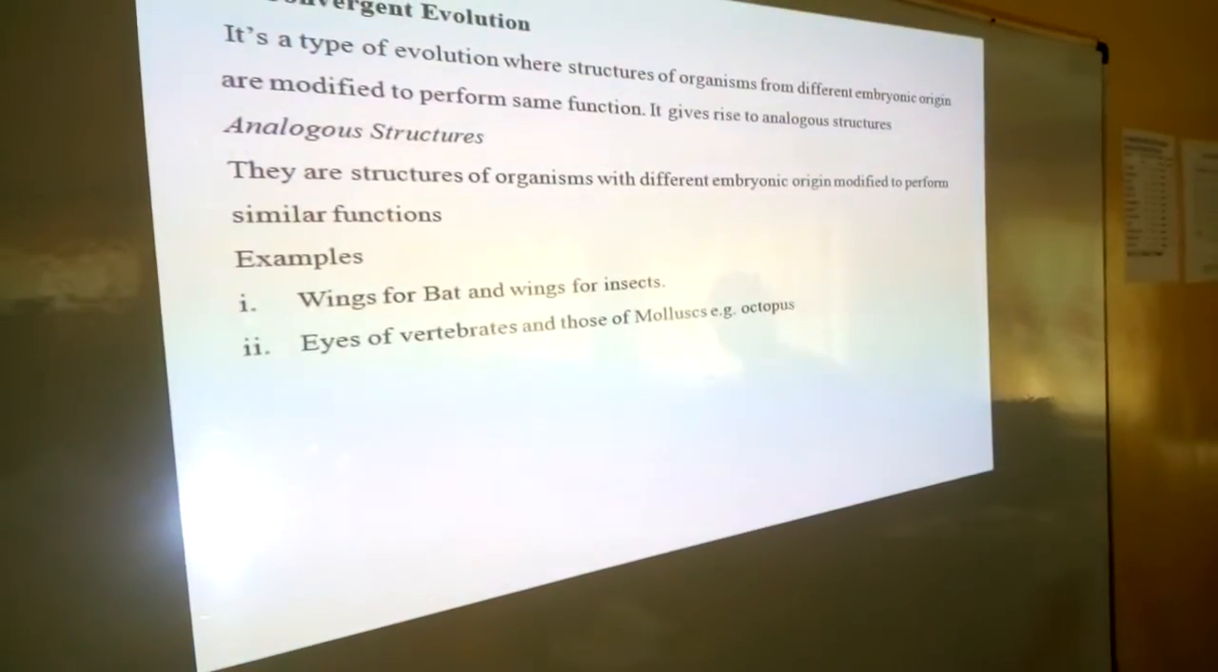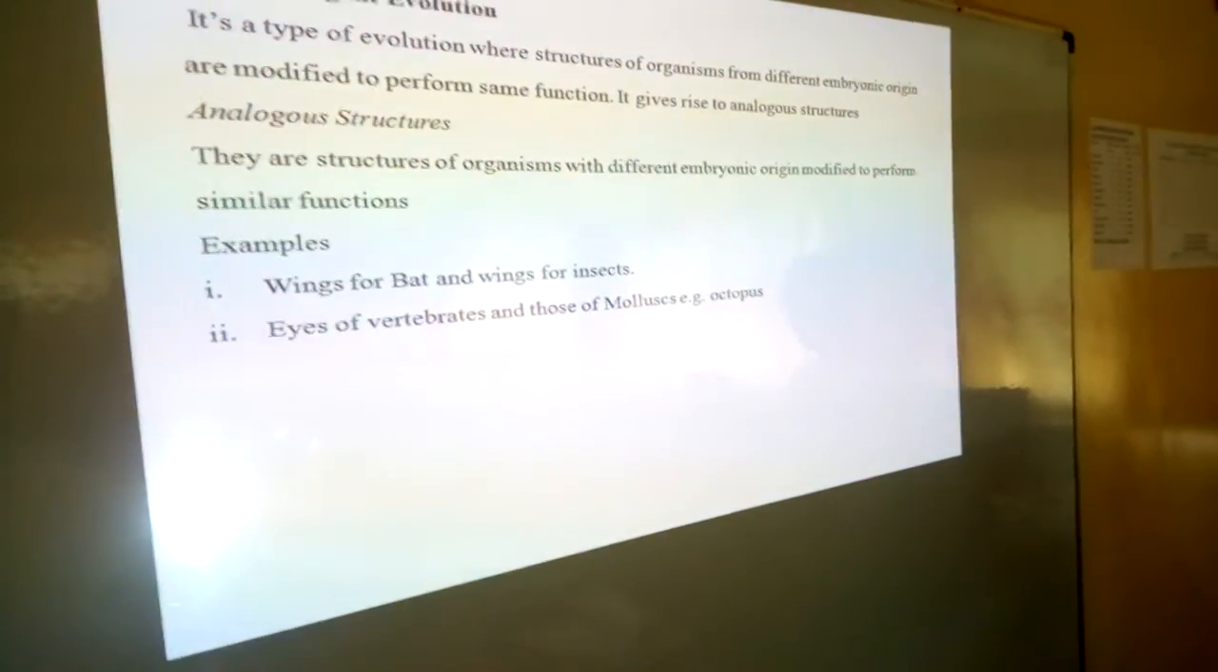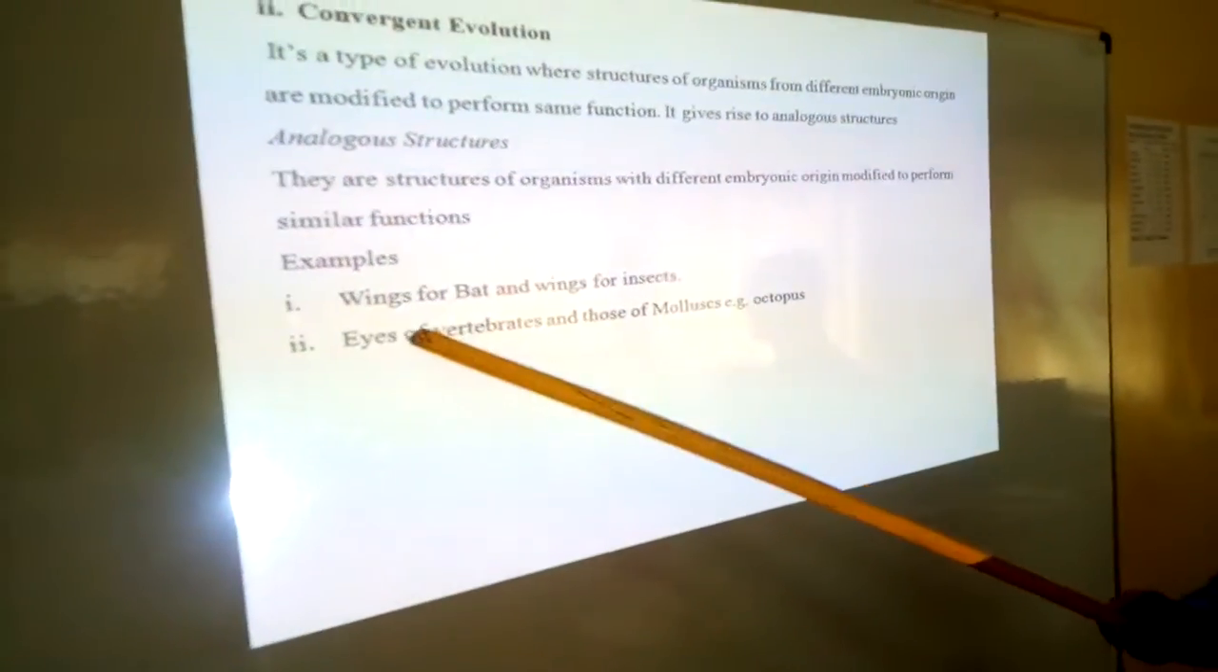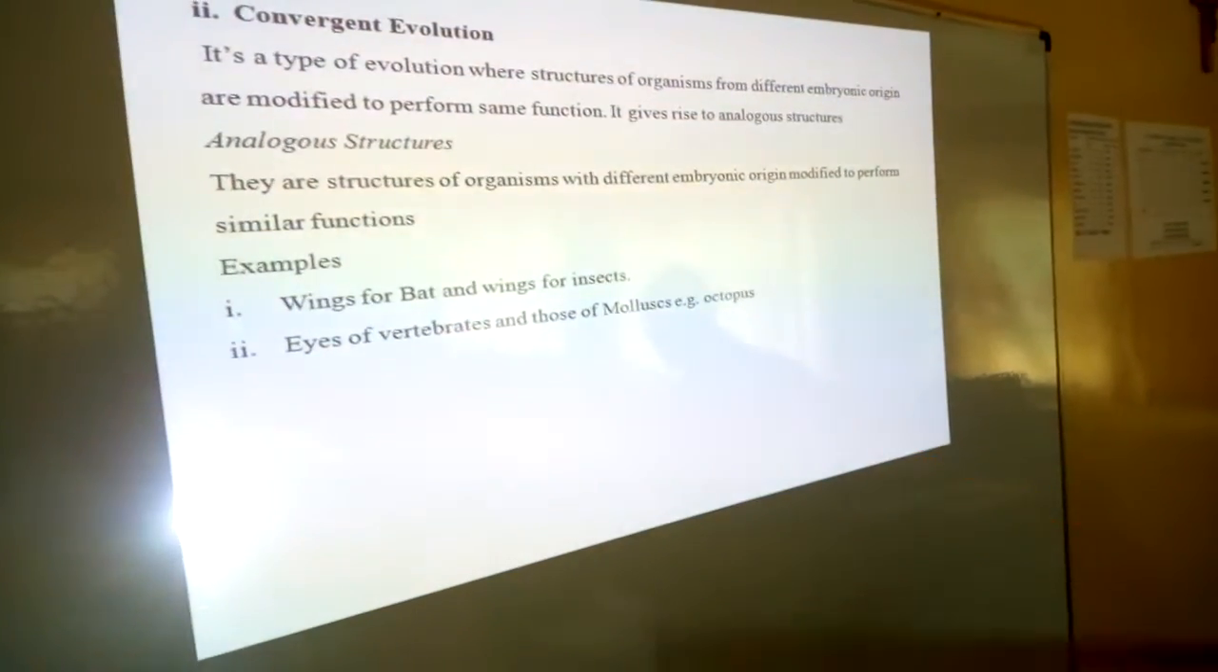What are the examples of convergent or analogous structures? 1. Wings of bat and wings of insect.